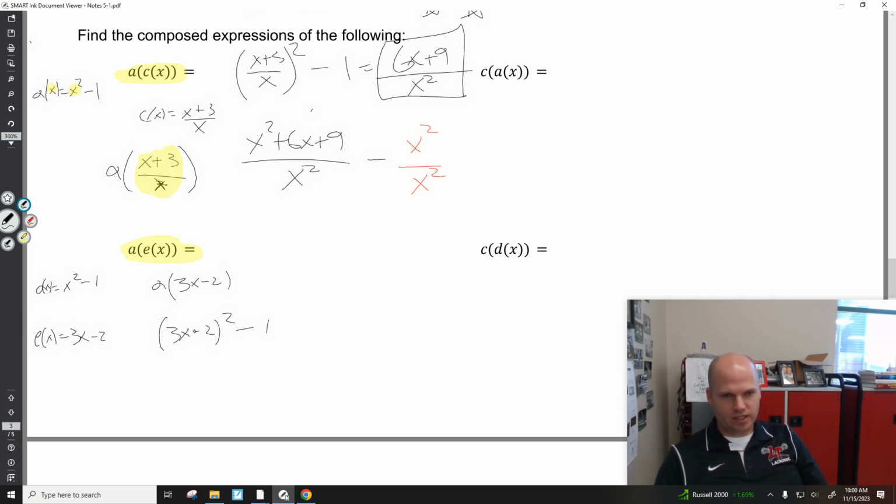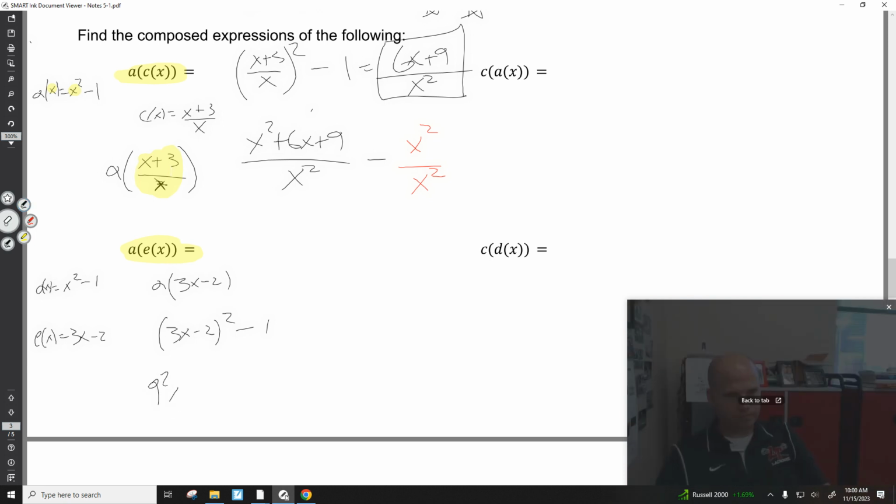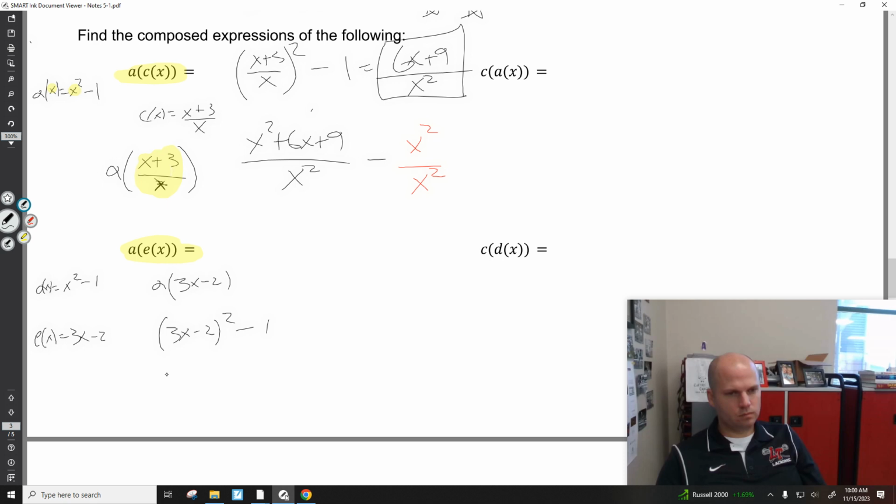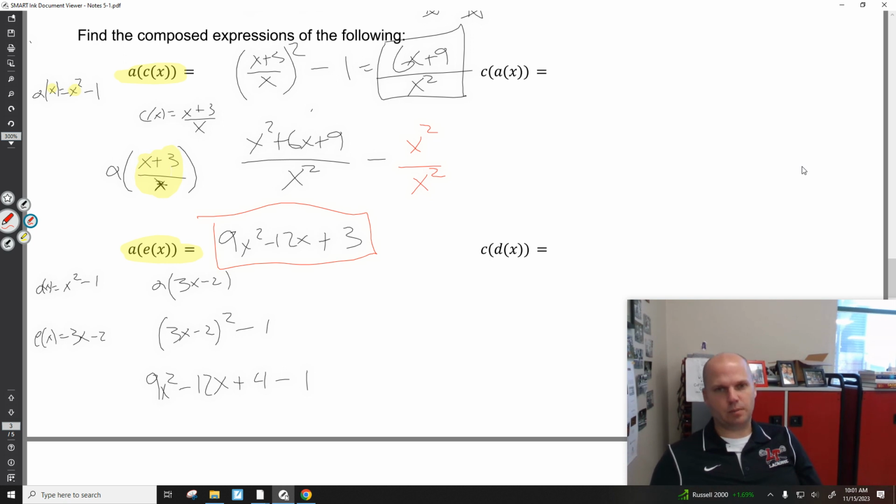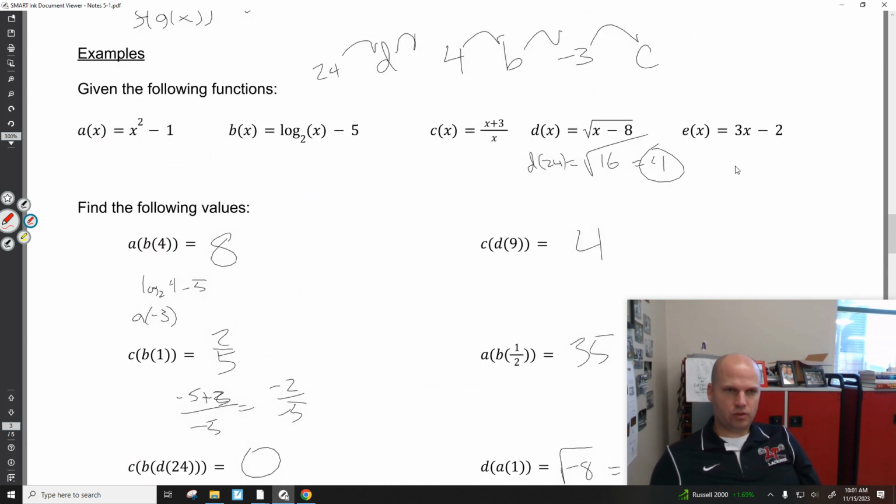You will not see this as an answer. You'll be responsible for simplifying. Don't you dare tell me 3x minus 2 squared is 9x squared minus 4. It's 9x squared minus 6x. If you need to write it out, write it out. Minus 12x plus 4 minus 1. And then I'd get 9x squared minus 12x plus 3. Okay? This would be what we'd look for after composing our functions. This is the stuff you probably need to practice a little bit more than using numbers.